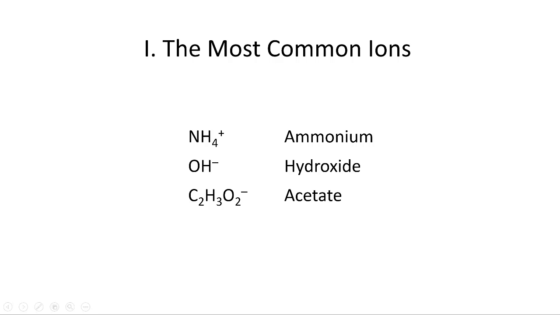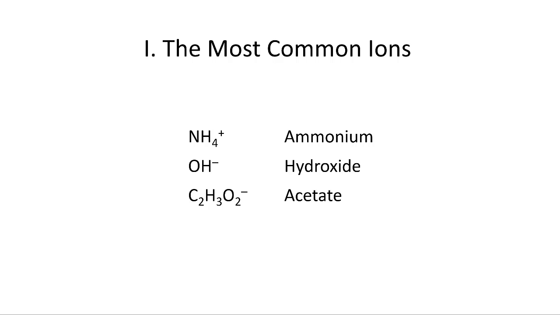Okay, so here are those three most common ions. The first one is ammonium. Notice that ammonium has a positive charge. Ammonium is the only polyatomic ion that you need to learn that has a positive charge. So hopefully that will help you remember it because it stands out from the other ones.